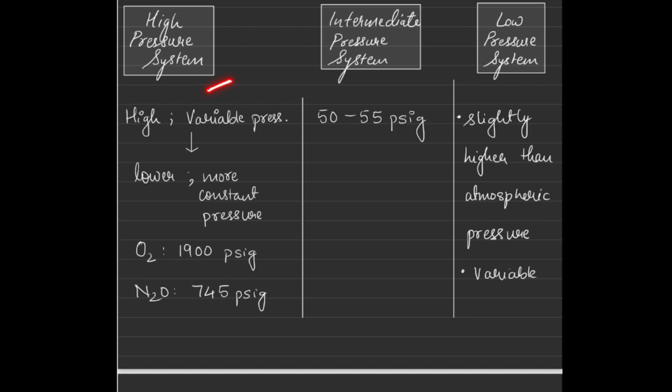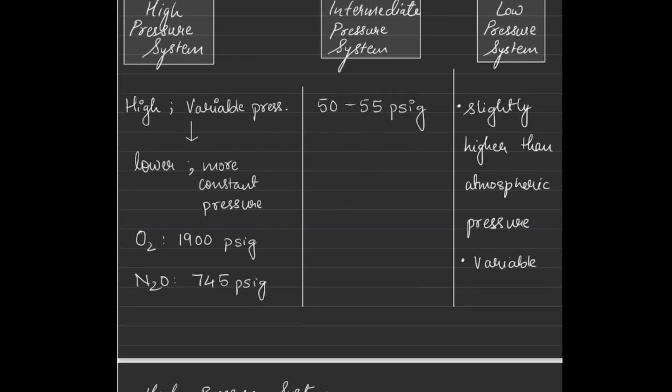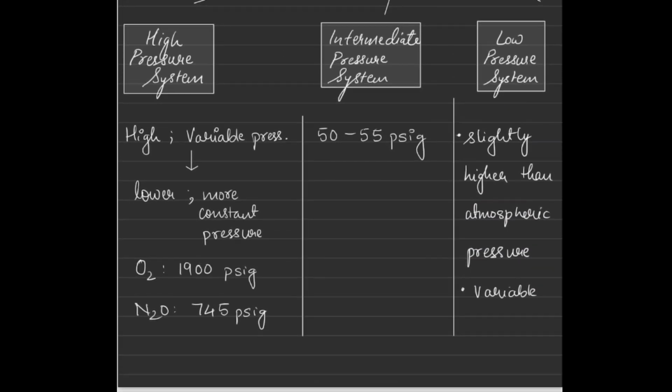So the high pressure system, as we said, receives gas from cylinders. The oxygen cylinder has a pressure of 1900 psig and the nitrous oxide cylinder has a pressure of 745 psig. Talking about the intermediate pressure system, it receives gases from pipelines and has a pressure of around 50 to 55 psig. The low pressure system has a pressure slightly higher than atmospheric pressure and it is variable. So this is a gist of all three pressure systems.